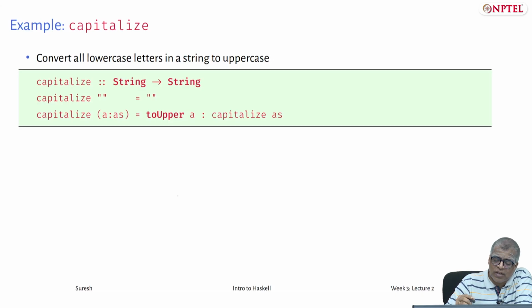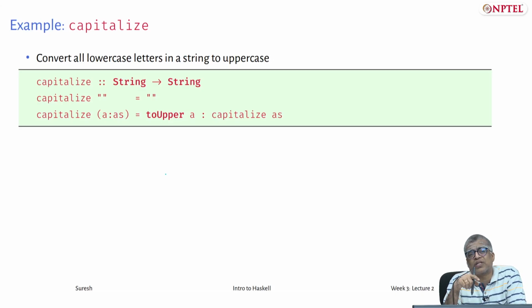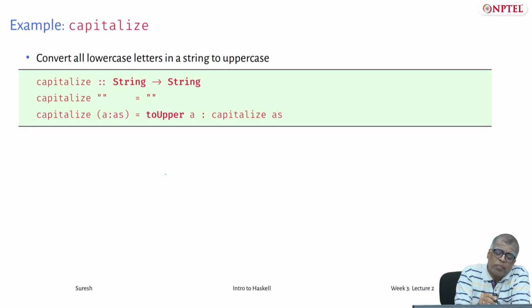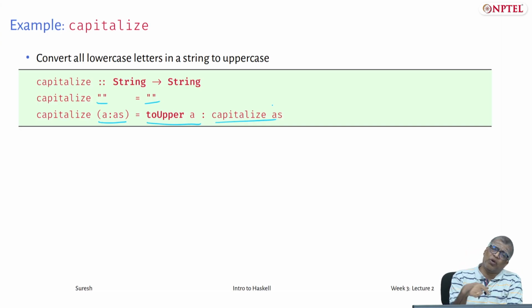Here is capitalize, it's a function. What it does is it goes through every letter in a string and turns it into its capital letter form. It's simple. Capitalize of empty string is empty string. Capitalize of a colon as is toUpper a followed by capitalize of as, right? So it's a simple recursion, but it's a nice pattern to remember. You will see that this kind of pattern might occur quite often.